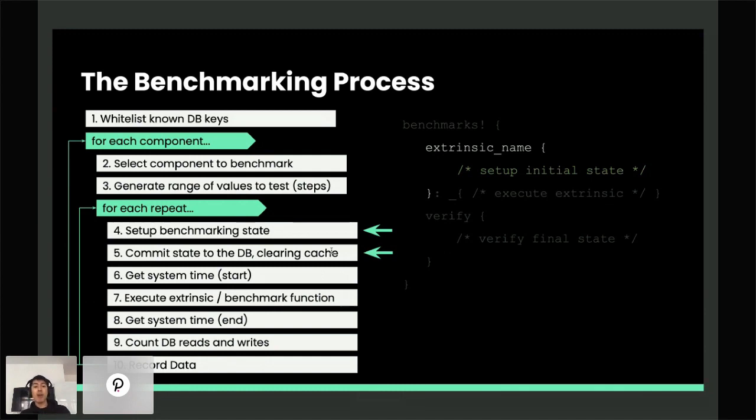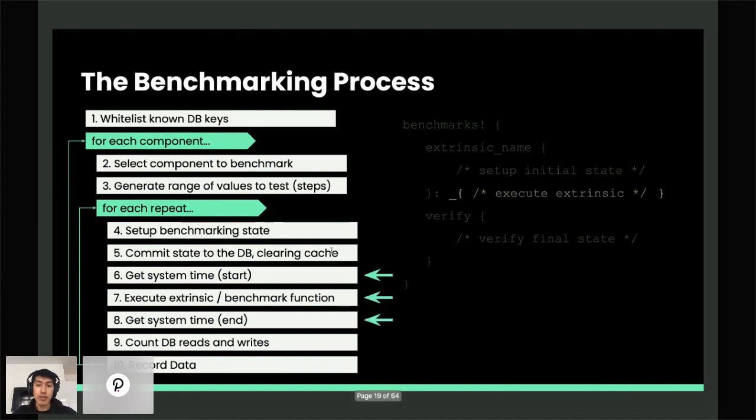Again, if you remember, everything we're doing here is worst case scenario. One of the worst case scenarios is that the DB cache is not populated, that the data is committed to the DB state, and you have to access the merge tree to get access to it. And so this is something that we do in the benchmarking. Then the next step is obviously just running the benchmark.